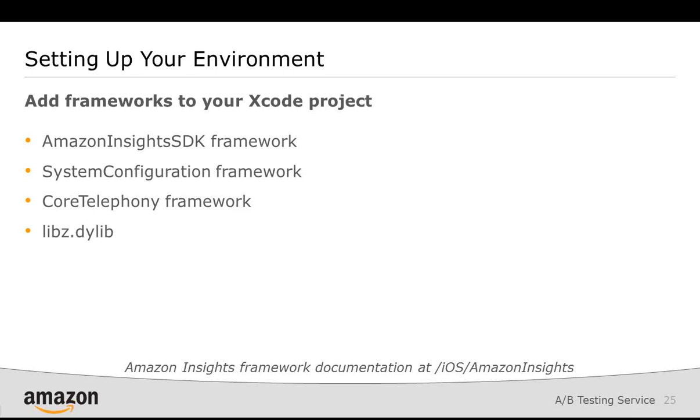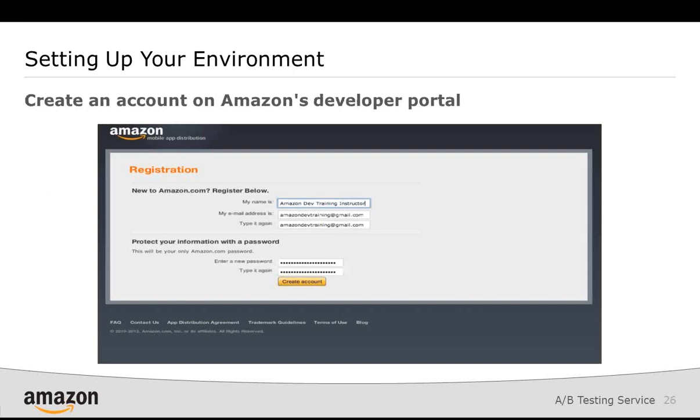And then the Amazon A/B testing service is actually part of the Amazon Insights framework, which implements the testing on the client. So you'll need to add it to the linked frameworks and libraries section of the summary tab on your project settings. You'll also want to include the system configuration framework, the core telephony framework, and the libz dynamic lib. So these are all part of the default frameworks and libs that are available with Xcode.